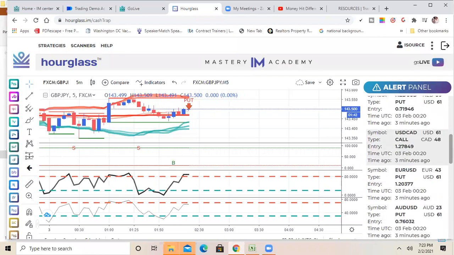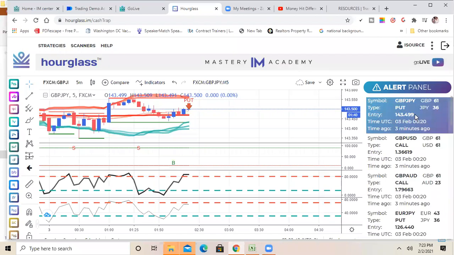Okay, let's start at the top. GBP, JPY. It's not going to say buy or sell. Welcome to the world of binary options language. It's going to say call or put. Say that with me. Call means a buy. Put is a sell. Just think about put goes low. All right, put is a sell.